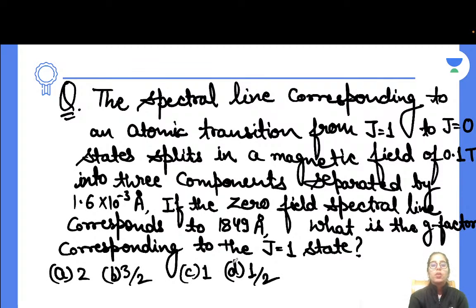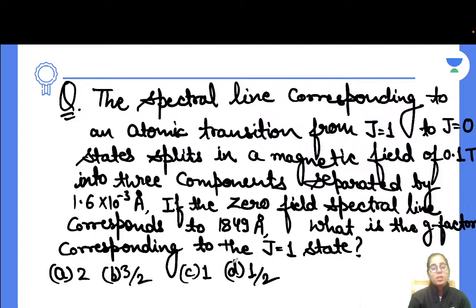So the spectral line corresponding to an atomic transition from J equal to 1 to J equal to 0 states splits in a magnetic field of 0.1 Tesla into three components. So there are two things. There is going to be, let's say, the normal Zeeman effect, and the other one is the anomalous Zeeman effect. So when you consider the weak magnetic field, like 0.1 Tesla is given to you, the splitting is taking place either just in three components or more than three components. These are the two situations. In the first case, three components, and the other one more than three.